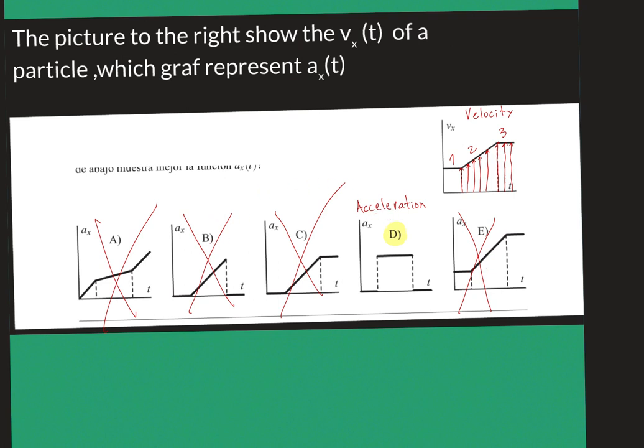Now how do we know which one? Of course I already have this answer, but we should look at this first. So as we said in 2, the velocity is increasing. So when the velocity is increasing, the velocity is constant. Here it is increasing, so it cannot be. This is constant, so it's D.